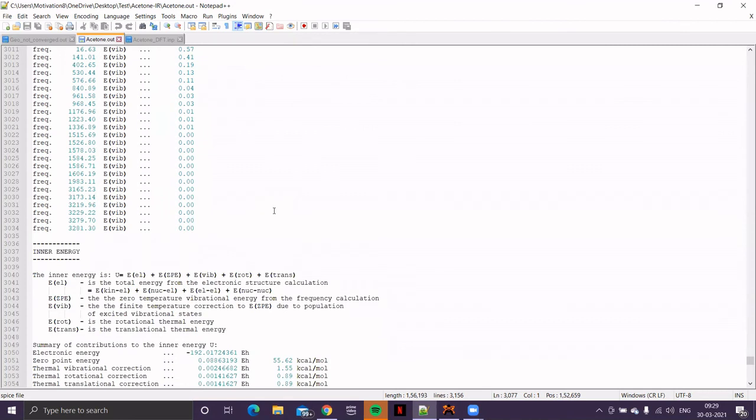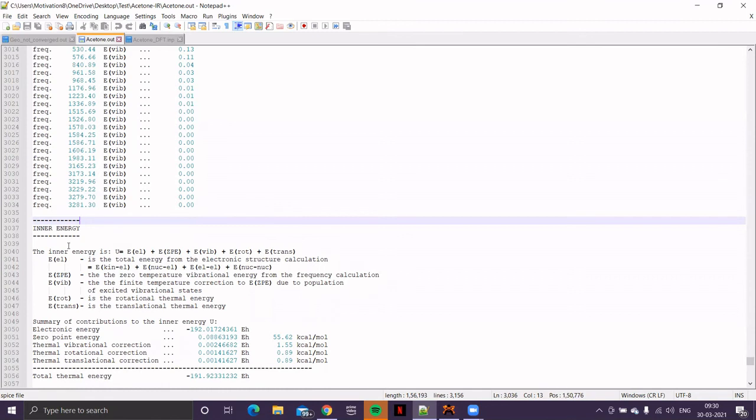Till now, in the absence of a frequency calculation, we used to get only this energy, the electronic energy, that is the sum of the kinetic energy of electrons, the potential energy due to the nucleus-electron interaction, the electron-electron interaction, and the nucleus-nucleus interaction. But once you do the frequency calculation, we get additional information to the total internal energy. That is information about the zero point energy, that's the energy at 0 Kelvin, so there's a zero temperature vibrational energy from the frequency calculation.